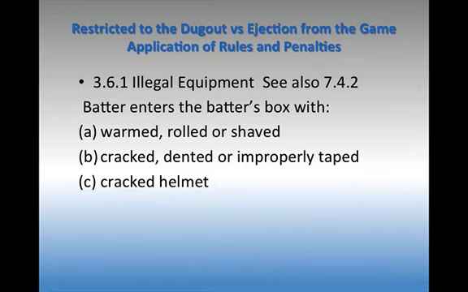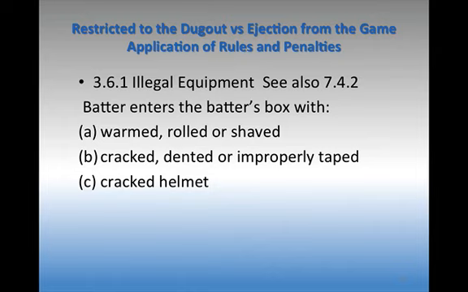Illegal equipment. Also see Rule 7.4.2. Batter enters the batter's box with A, a warmed, rolled, or shaved bat, or B, a cracked, dented, or improperly taped bat, or C, a cracked helmet. You better have checked the bats and helmets before the game.